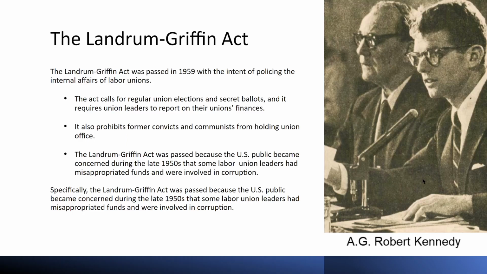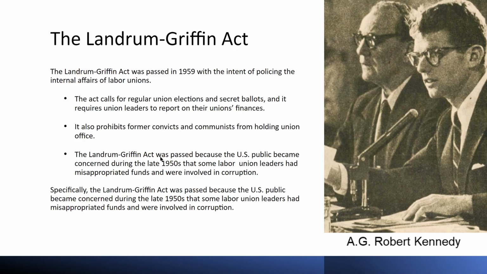The Landrum-Griffin Act is passed in 1959, and its purpose is to police the internal affairs of labor unions, because labor unions by this point had been infiltrated by the mafia, the mob. What the act specifically did was call for regular union elections using secret ballots instead of people knowing how you voted. It required union leaders to report on their union's finances. It also prohibited former convicts or communists from holding union office.